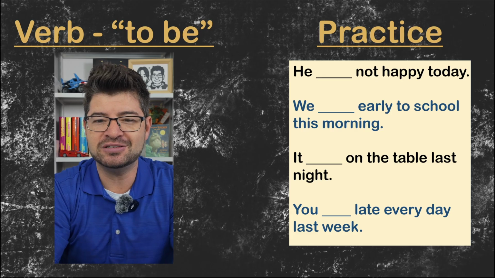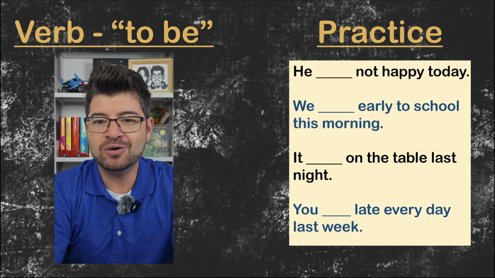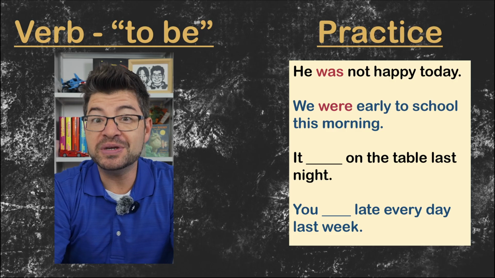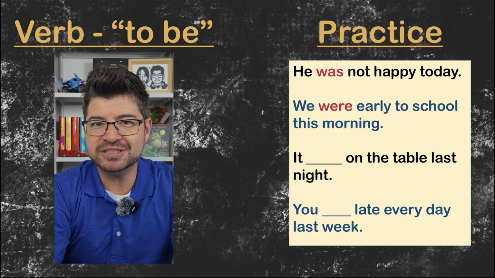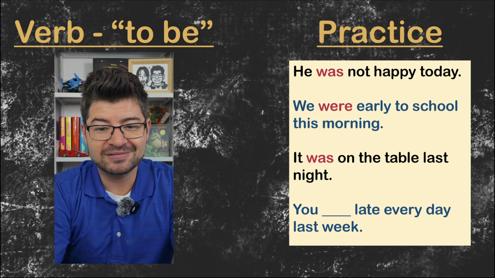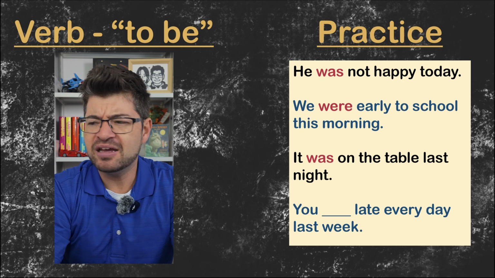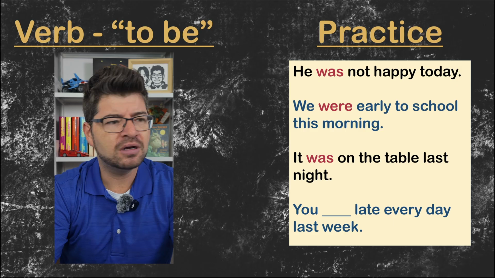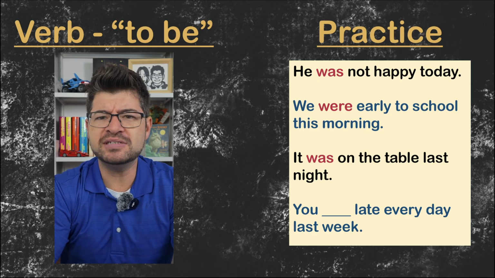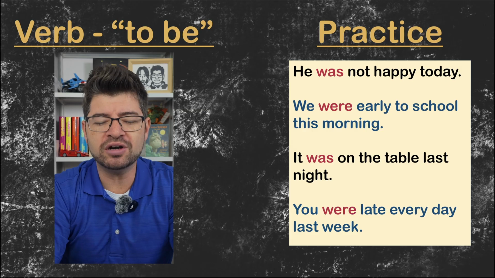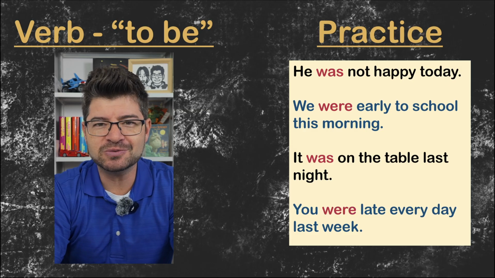Here are the answers, all right? He was. He was not happy today. We were early to school this morning. It was. It was on the table last night. Hey, have you seen my phone? I can't find my phone. Um, it was on the table last night. It was. And the last one, you were late every day last week.